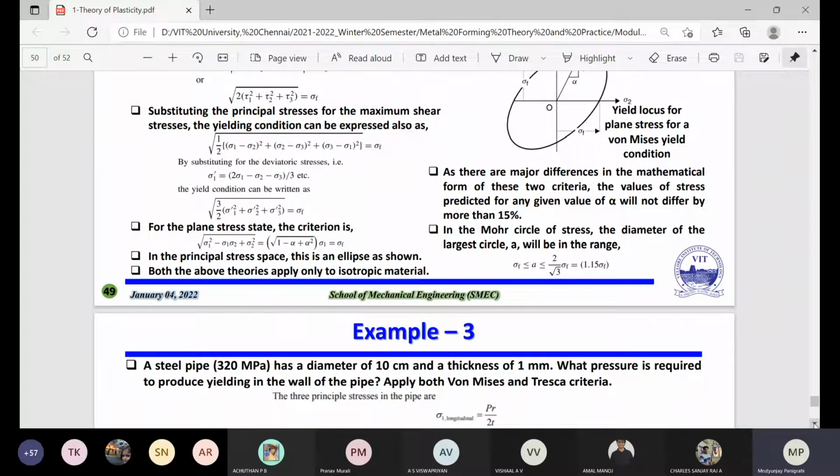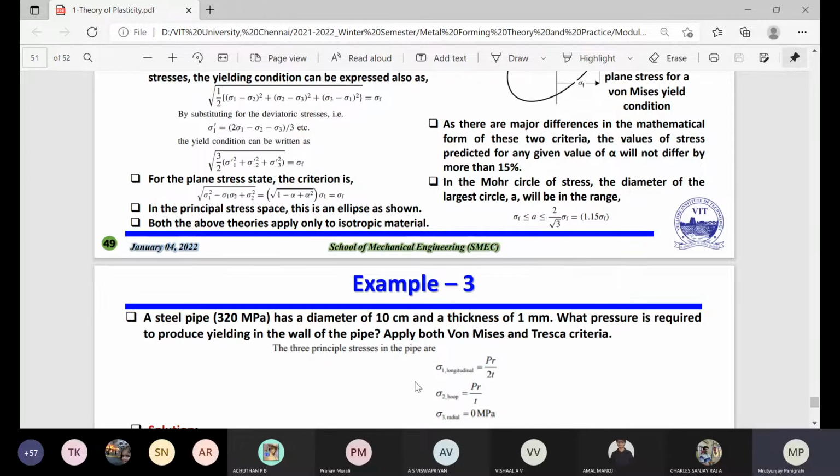A steel pipe, 320 megapascal, has a diameter of 10 centimeter and a thickness of 1 millimeter. What pressure is required to produce yielding in the wall of the pipe? Apply both von Mises and Tresca criteria. The principal stresses are given: sigma 1 is PR divided by 2T, sigma 2 is PR by T, and sigma 3 is 0. Can you calculate both? You have to apply the von Mises criteria equation, then also the Tresca criteria equation. Just try, maybe 2 minutes, then I will show the answer.